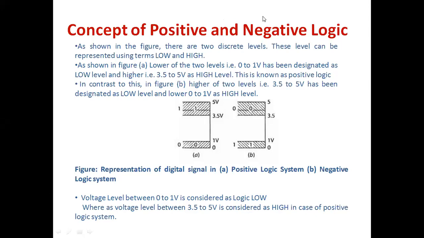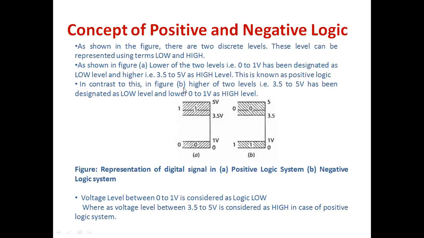Concept of positive and negative logic. As shown in the figure, there are two discrete levels. These levels can be represented using low and high. As shown in figure A, the lower of the two levels, that is 0 to 1, has been designated as logic low level, and the higher, that is from 3.5 to 5, represents 1. It means if a signal is received with voltage 0 to 1, it represents logic 0. If a signal is received with voltage 3.5 to 5 volts, it is represented as logic 1. This is known as the positive logic system.